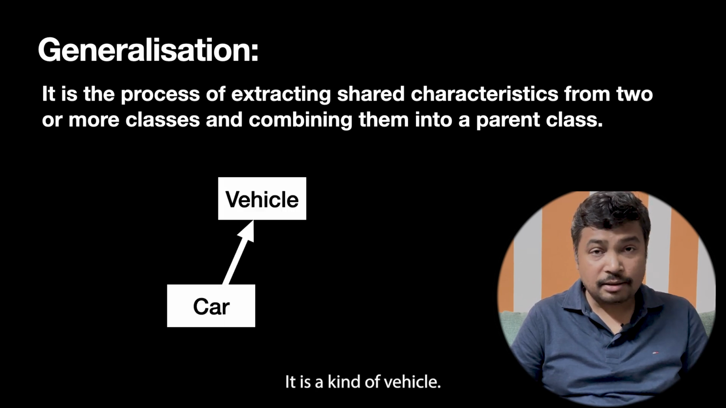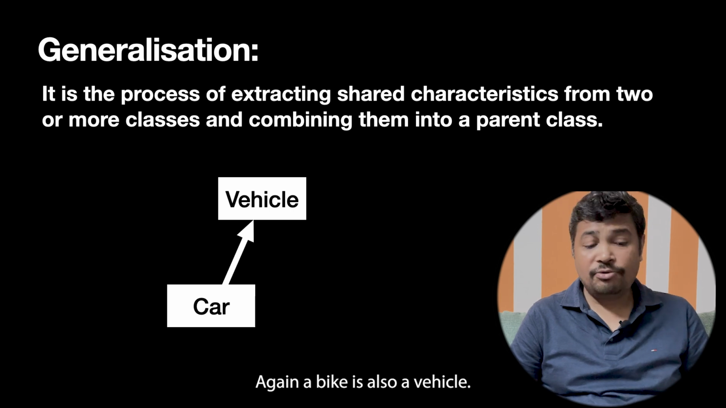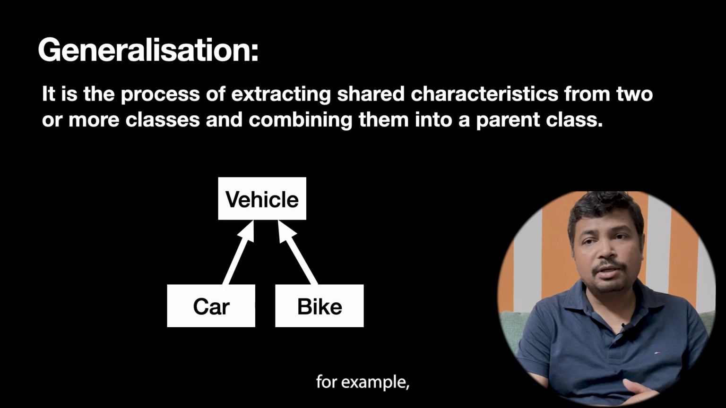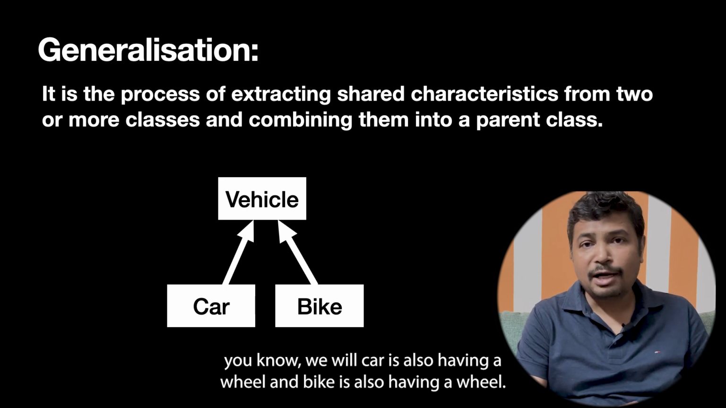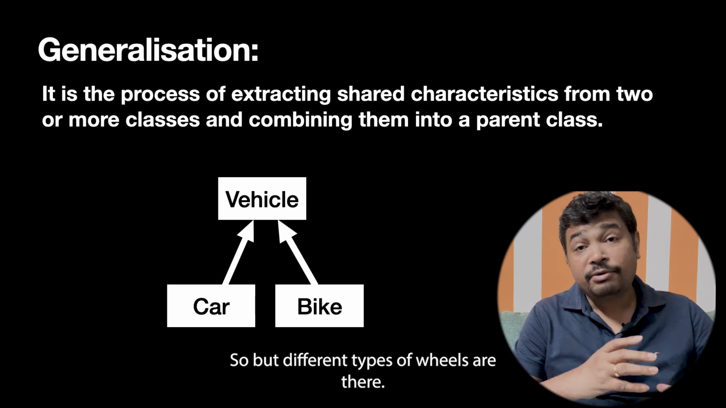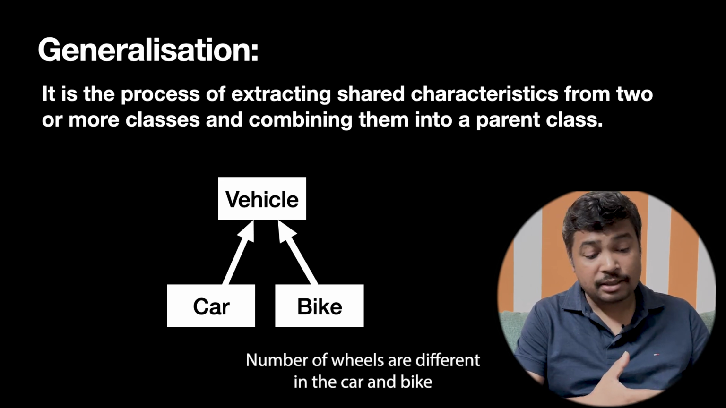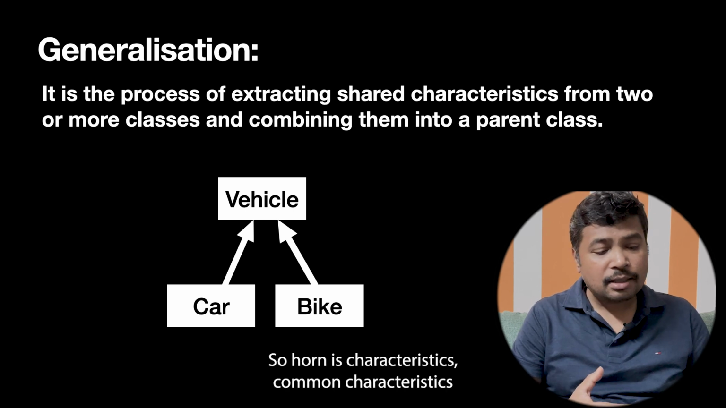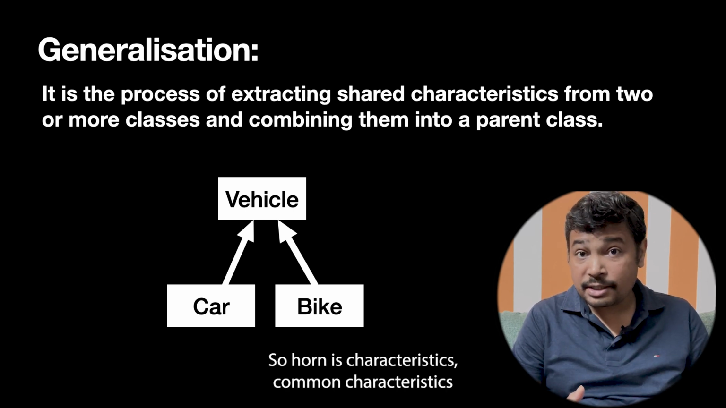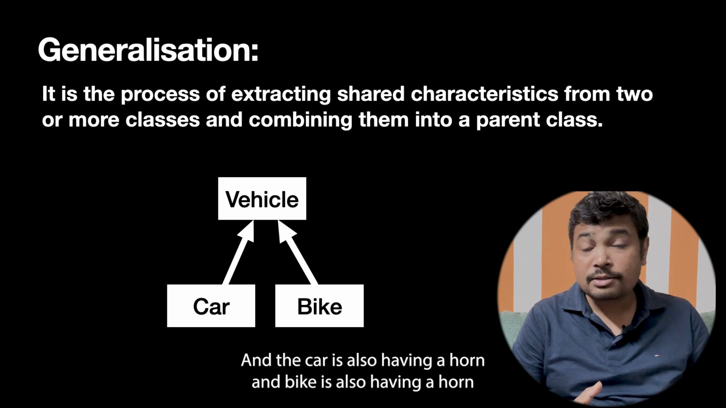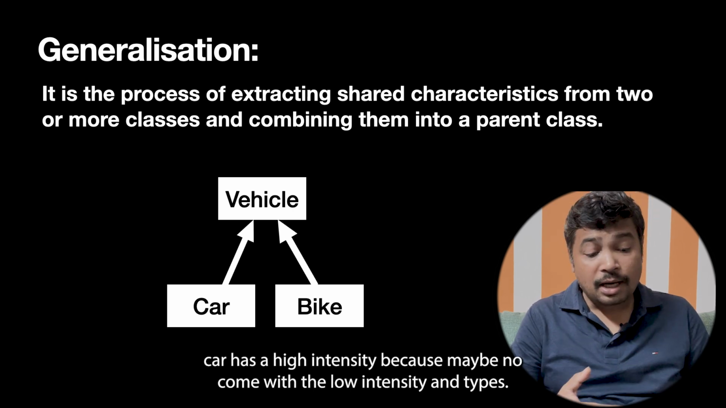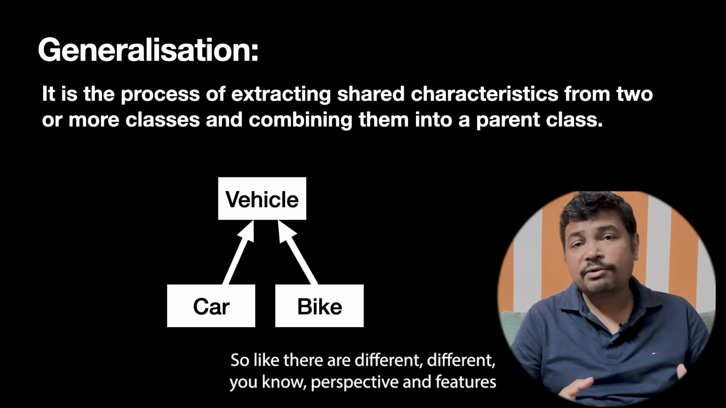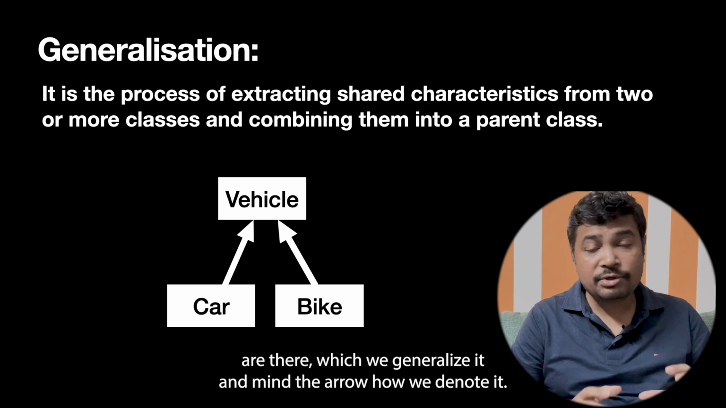Here is a vehicle example, and we have taken a car. Every car is a kind of vehicle. A bike is also a vehicle. So the generalization concept is about the basic features of the vehicle. For example, wheel. Car has a wheel, and bike also has a wheel. Different types of wheels are there, and the number of wheels differs between car and bike, but wheel is the common characteristic. Again, horn is a common characteristic in the vehicle. The car has a horn and the bike also has a horn. The car has a high intensity, while the bike may have a low intensity. Like that, different features are there which we generalize.